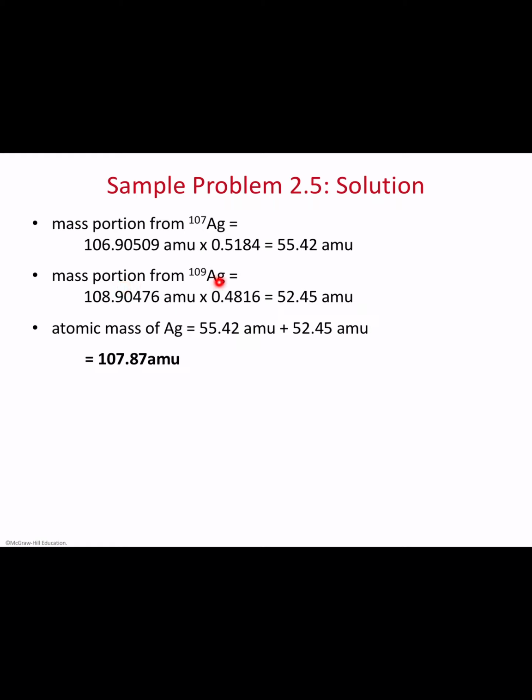Same thing you do for the other one, silver 109. You take the atomic mass unit and then you multiply by the percent abundance, 48.16%, meaning you divide by 100, that will make it 0.4816. You multiply these two and then you add the two. That will give you the atomic mass of silver, 107.87 atomic mass units.